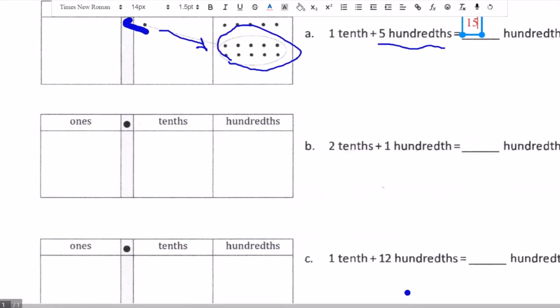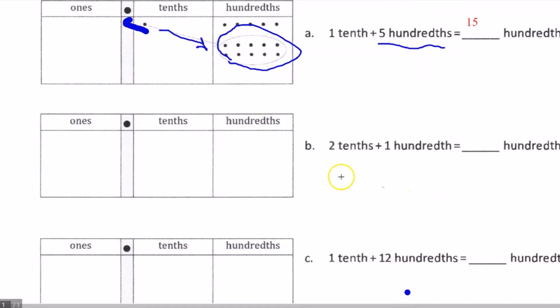Now the next one shows 2/10 plus 1/100th. So what we have to do is we have to show that 1/100th first. Let's use red this time. So we have 1/100th. Let me make it a little bit bigger. 1/100th. Okay? And then we have 2/10 over here. I'm going to use blue for that. 1, 2. Okay? And remember, to turn tenths into hundredths, I have to shift over that way.